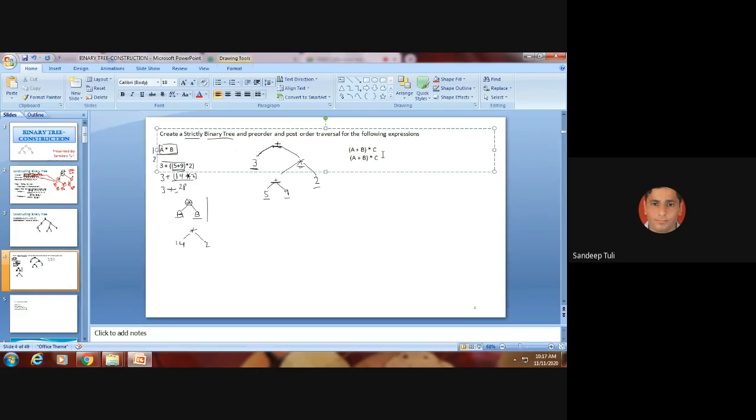Paste. I'm changing the position of brackets. Sir, what if the plus operator is replaced by a minus? Now we are going to make a tree of all these three expressions. They are three different expressions. So now we are going to make a tree of these three. Okay.